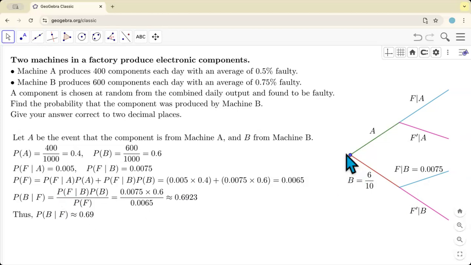This is essentially the event that it's from B. When you multiply this by this, it's the probability of being from machine B and being faulty. And then you divide by the probability that it's faulty, which we just worked out is 0.0065. So we multiply 0.0075 by 0.6, and then you divide it by 0.0065. And that gives you approximately 69%. So the probability that it's machine B given that it's faulty is 0.69. Hopefully that clarifies that. I find these questions quite tricky, but hopefully that helps.